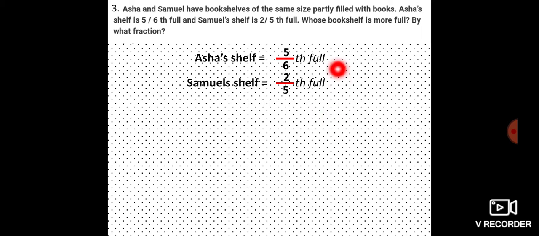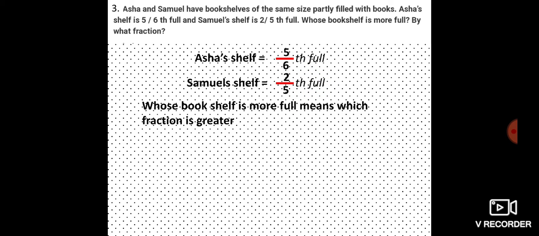For finding whose bookshelf is more full, we have to find which fraction is greater. More means greater. Whose bookshelf is more full means which fraction is greater. One more question is here. By what fraction is it greater? For finding this, we have to subtract these two fractions.